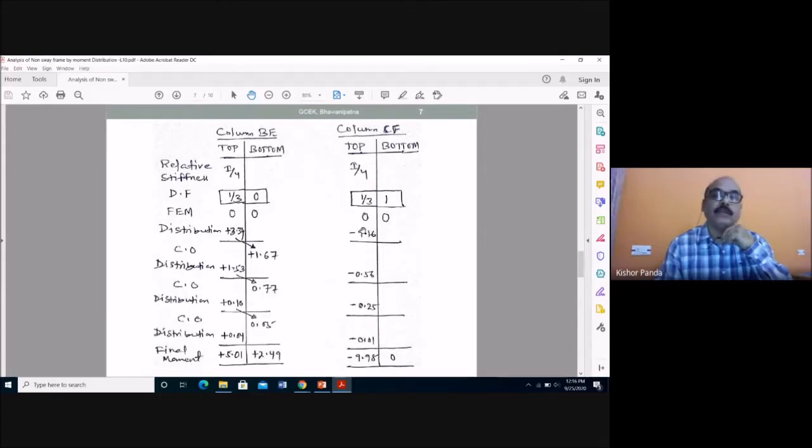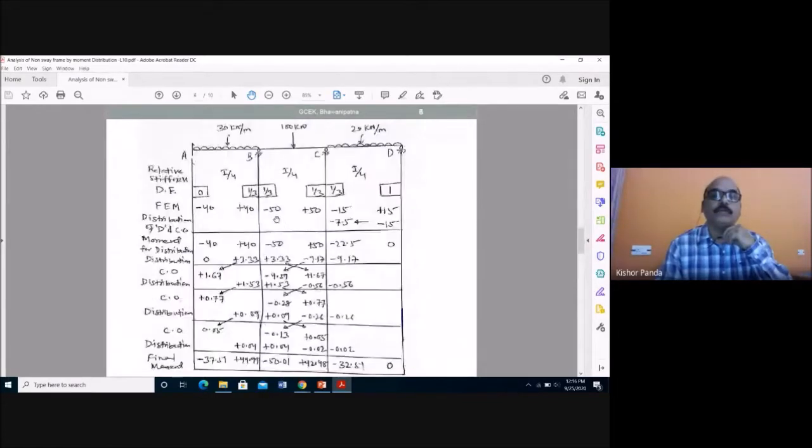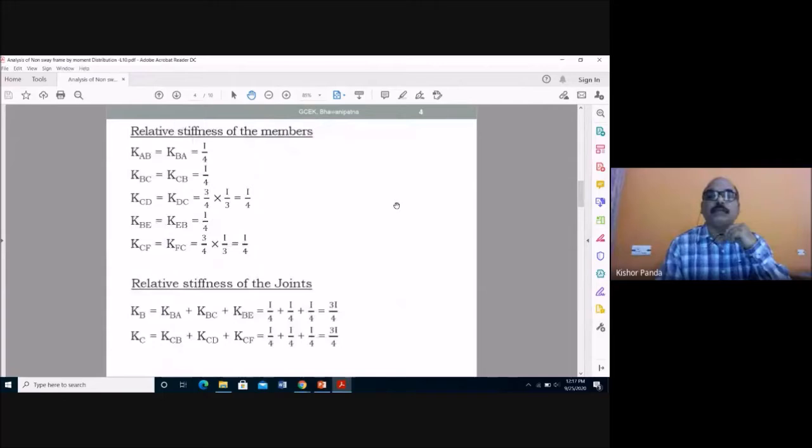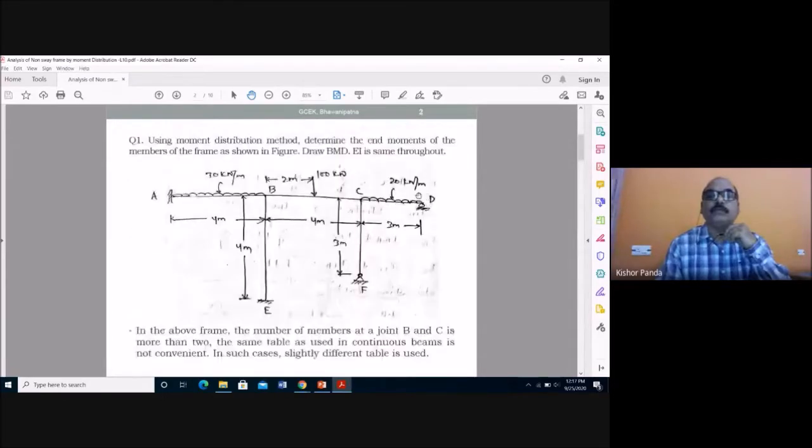So the fixed end moment is equal to 0 at top and bottom. So first write this one. Then this end, D end, is simply supported. This end is simply supported. Just go to this, this is simply supported, and this is also simply supported. But here there is no loading, so the fixed end moment here is 0.